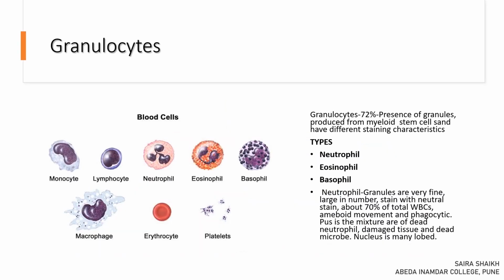Granulocytes are about 72% of the total count of WBC. That indicates the maximum number of WBCs are present in the granular form. In their cytoplasm, granules are present. They have different characteristics. On the basis of that, granulocytes are classified as neutrophil, basophil, and eosinophil. First, we'll see about the neutrophil.